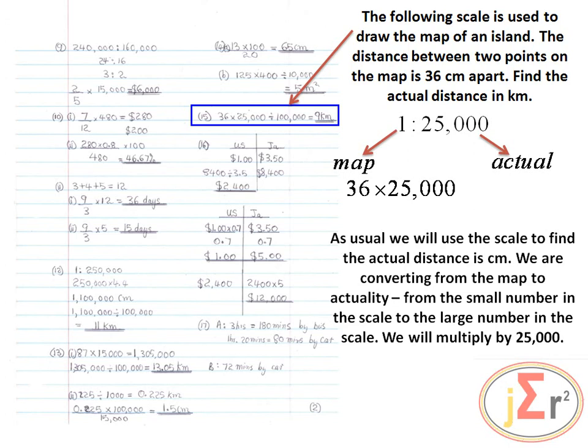So, as usual, we will use the scale to find the actual distance in centimeters. We are converting from the map to actuality, from the small number in the scale to the large number in the scale. We will multiply by 25,000 as we have it right here.